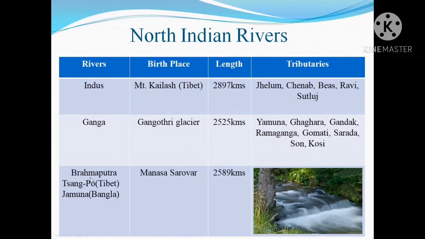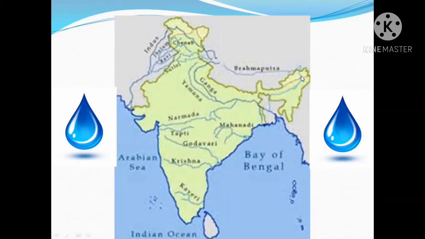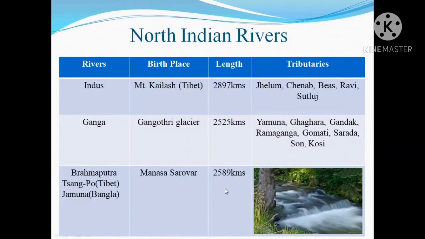And next, Brahmaputra. In India it is Brahmaputra. But in Tibet it is Sangpo. And in Bangladesh, its name is Jamuna. So in different countries, different names, same river. It takes its birth in Manas Sarovar at Tibet, flows towards east and enters into India. Finally it enters Bangladesh and the Bay of Bengal. Its length is 2,589 kilometers. Finally, it joins with the Ganga and goes to the Bay of Bengal. So this is about North Indian rivers.